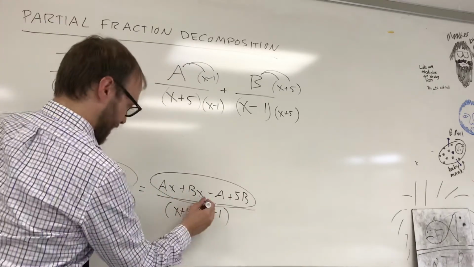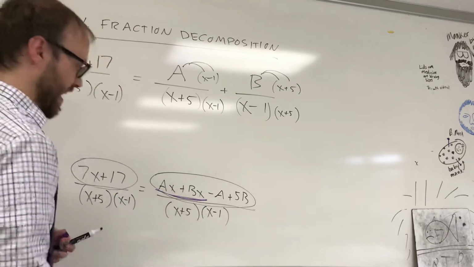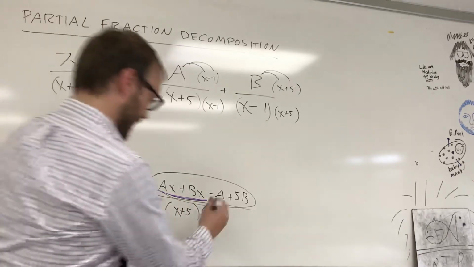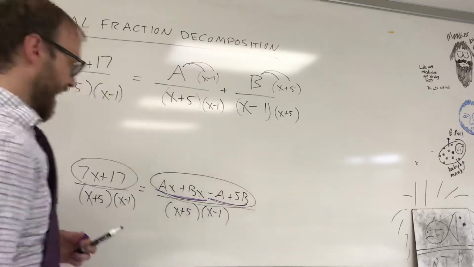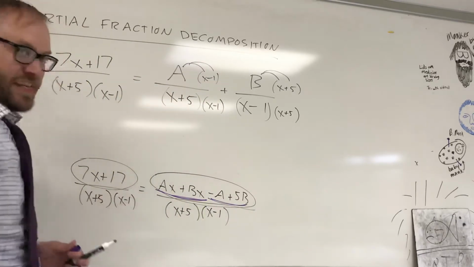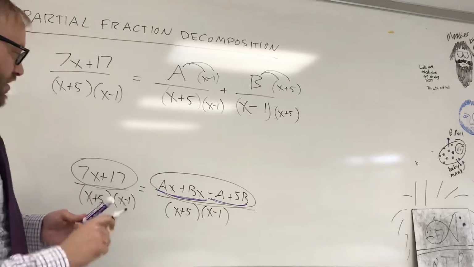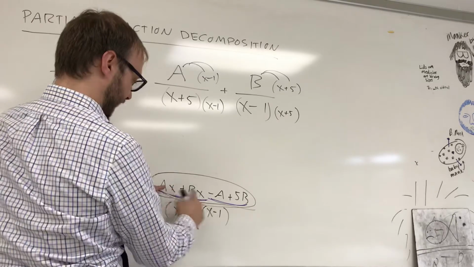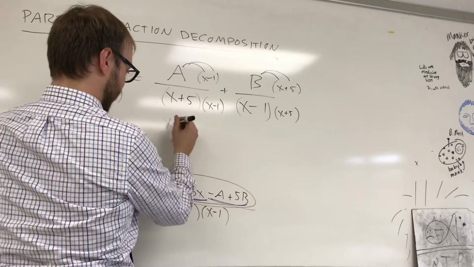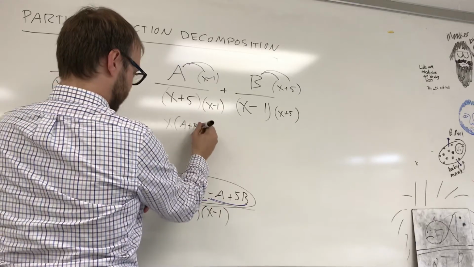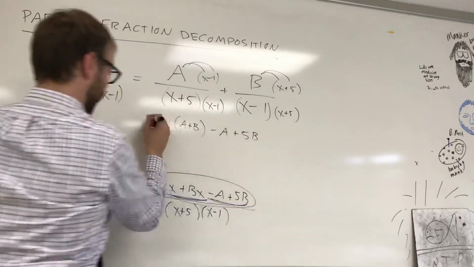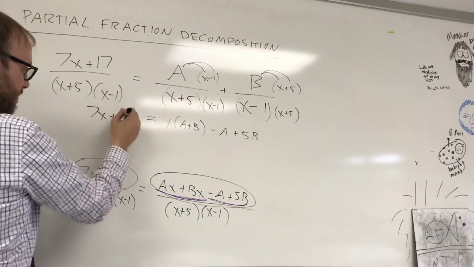Okay, these two things have to add together to give me 7x. These two constant terms have to add together to give me 17. Okay, so you can even tighten this up a little bit. For example, I could factor out an x here. I could write this as x times a plus b, and then we've got minus a plus 5b, and it's supposed to be equal to 7x plus 17.